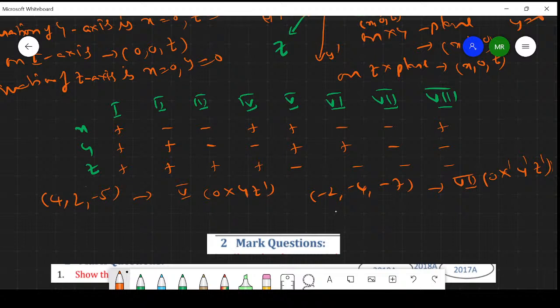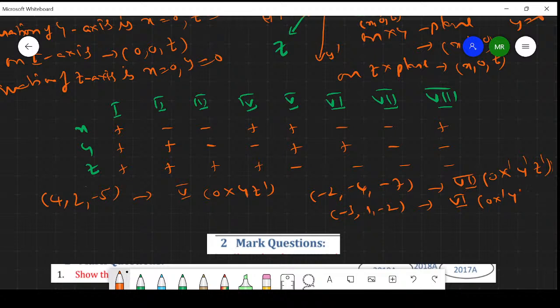I will tell you one more example. Suppose I have given the point minus 3, 1, minus 2. The signs are minus plus minus, which is the 6th octant. Another way I can write it is O x dash, y, z dash.